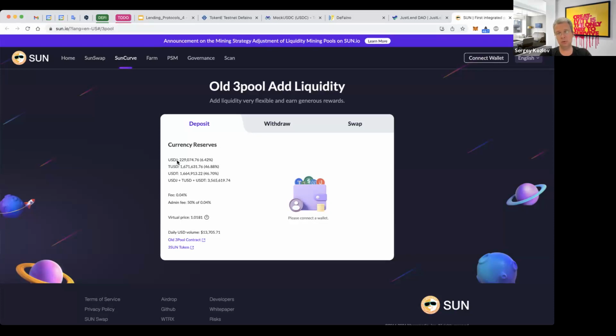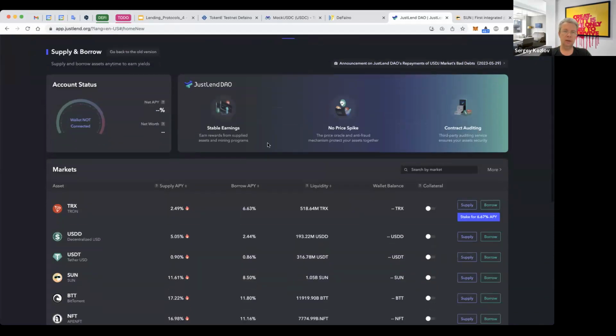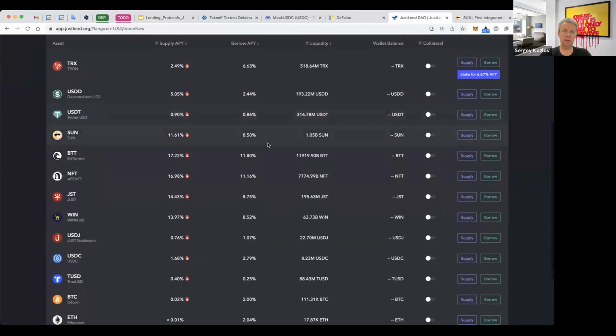Definitely it was manipulation by one of the whales. And why did they do it? Because they wanted to earn money. And how did they do it? They did it using the lending platform. This was just what we were talking about. You see that JustLend platform. What we have here: assets.